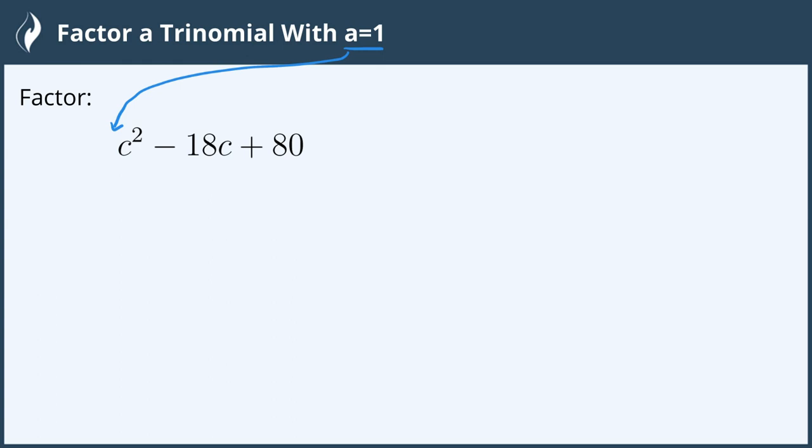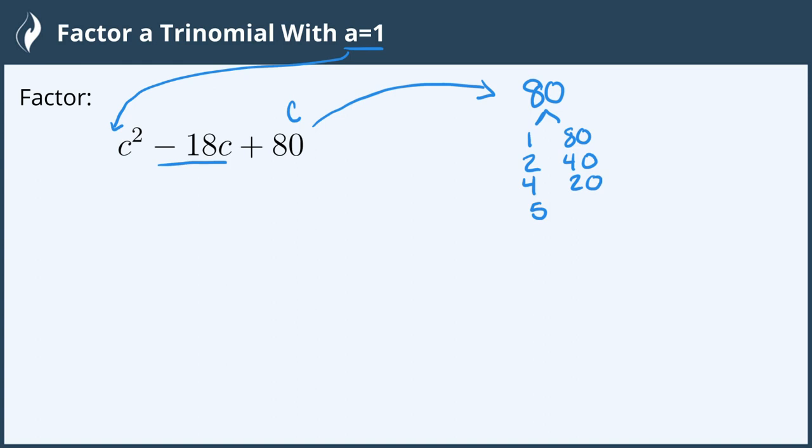To factor a trinomial of the form a equals 1, we go to our last term and factor it to find the factors that will add together or subtract together to give us the middle term. So we'll start with factoring the number 80. Starting with the number 1, we get 1 and 80, 2 and 40. 3 doesn't go into 80, but 4 does. So 4 times 20. 5 also goes into 80.